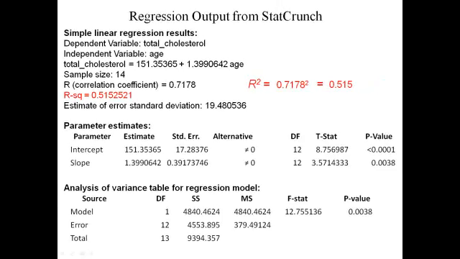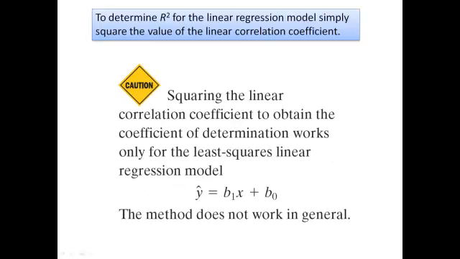However, we need to note that this relationship only holds for the kind of simple linear regression model that we've been working with here. If we have some more sophisticated model, for example, a model that has more than just one explanatory variable, then this relationship between r and r squared doesn't hold. It only holds in the case of what's called a simple linear regression model, the kind of linear model we've been looking at here with only one x variable.